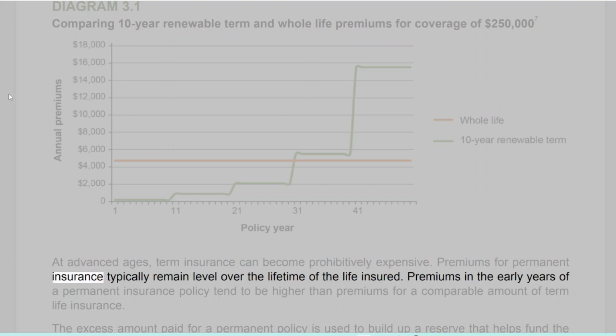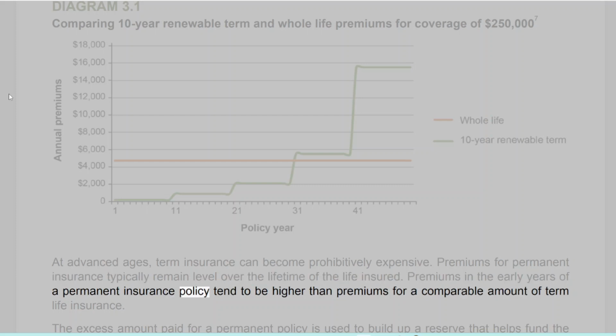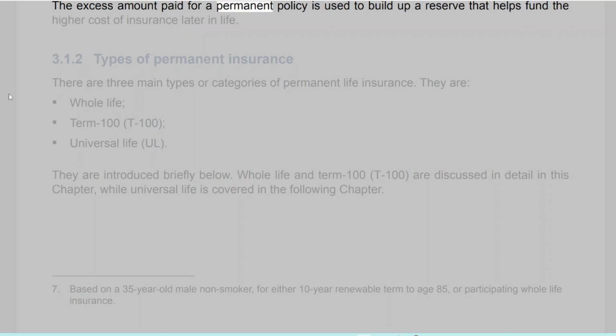Premiums for permanent insurance typically remain level over the lifetime of the life insured. Premiums in the early years of a permanent insurance policy tend to be higher than premiums for a comparable amount of term life insurance. The excess amount paid for a permanent policy is used to build up a reserve that helps fund the higher cost of insurance later in life.